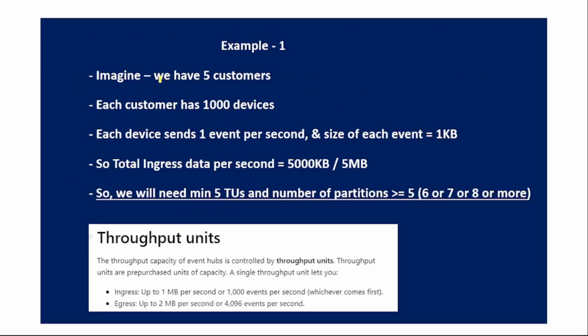Now imagine we have 5 customers, and each customer has 1000 devices, and each device sends one event per second, and the size of each event is 1 KB. So in this case, total ingress data per second is 5000 KB or 5 MB. So we will need a minimum of 5 TUs in this case, and the number of partitions should be greater than or equal to 5, that is 6 or 7 or 8 or more.